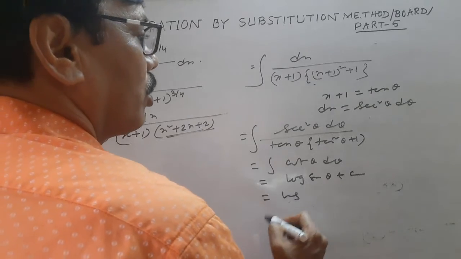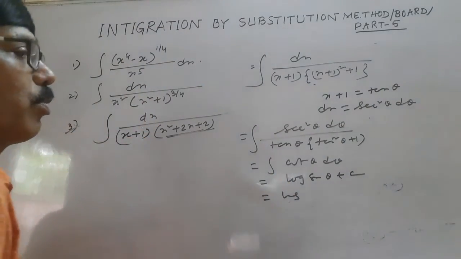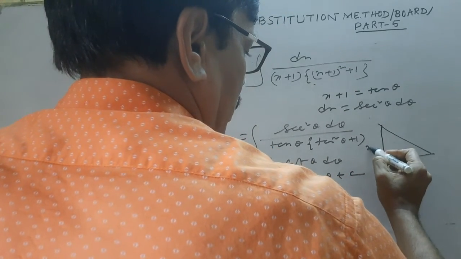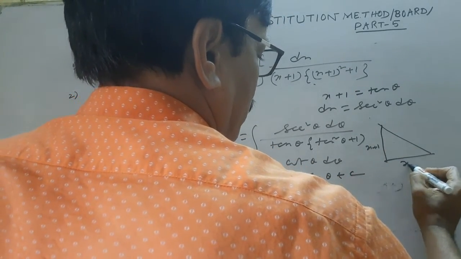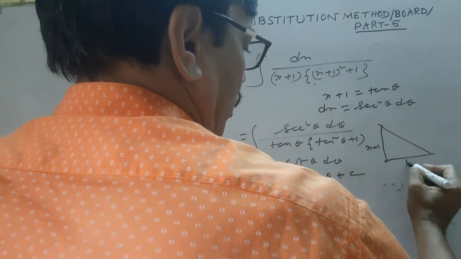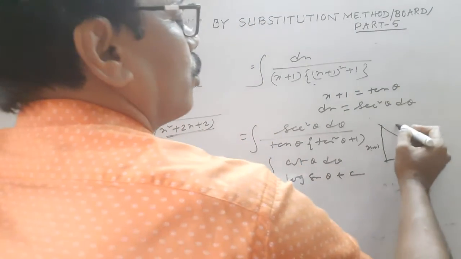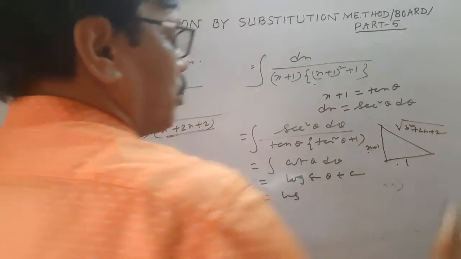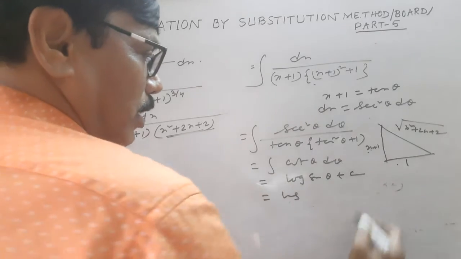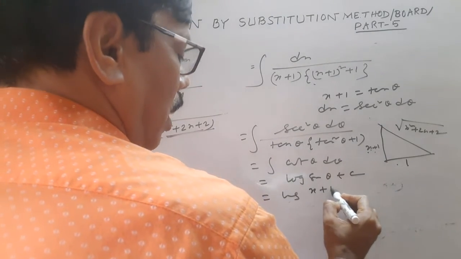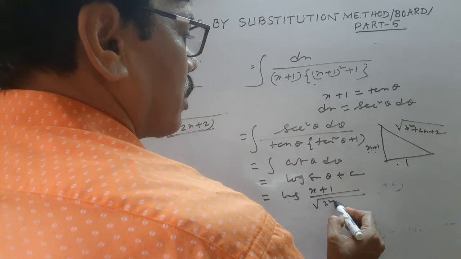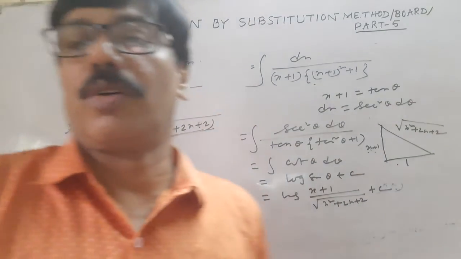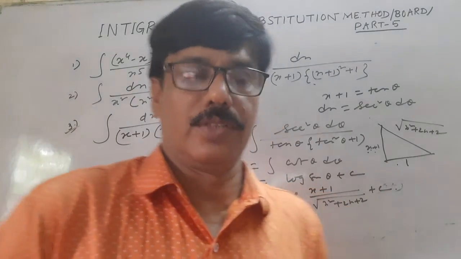So tan theta equals x plus 1. Tan theta is x plus 1 over 1. And the hypotenuse is root over this square plus this square, x square plus 2x plus 2. So what is the value of sin theta? Perpendicular by root of x square plus 2x plus 2, plus c. So this is our main aim, to put it in standard form.